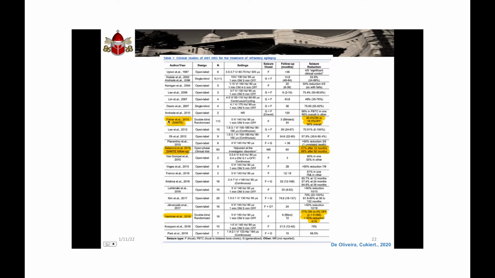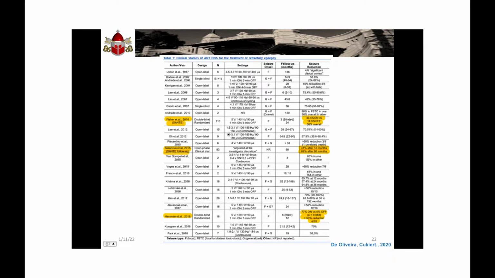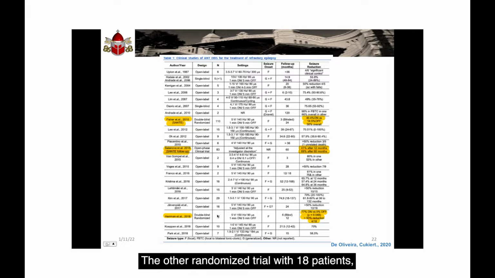And when we look at the literature, we have two randomized trials. The first one was SANTE with 110 patients, and it showed a 40% reduction in the active group after a 3-month blinded phase. In its follow-up study, there was a 69% reduction after a 5-year follow-up. The other randomized trial with 18 patients showed a 77% reduction after the 6-month blinded phase, although after a year, only 18 patients were responders.